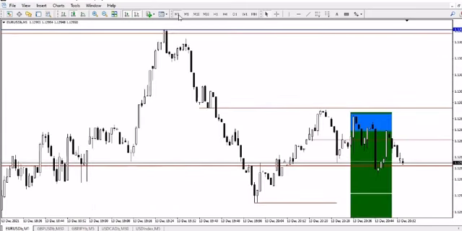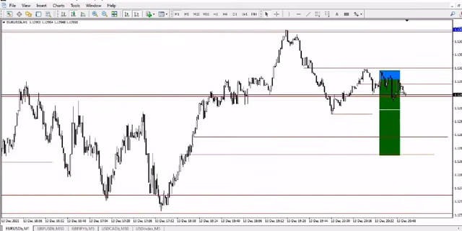Because so far, price has not been moving how we want it to. We're not going to be forcing price to move. We're going to be adjusting.